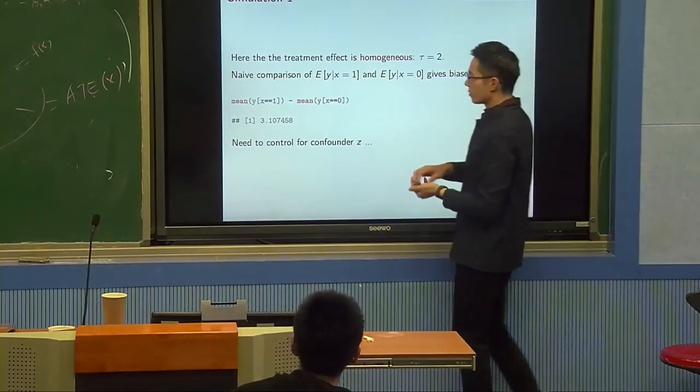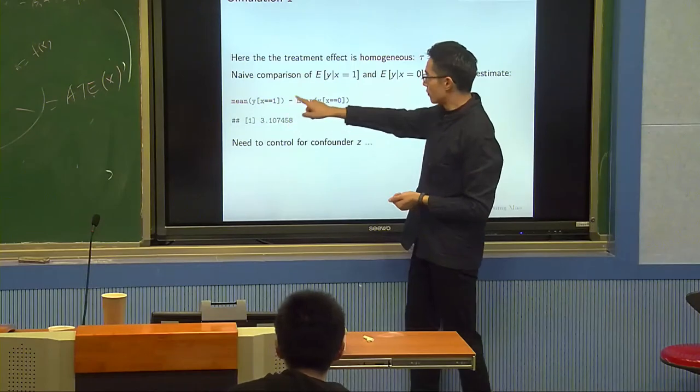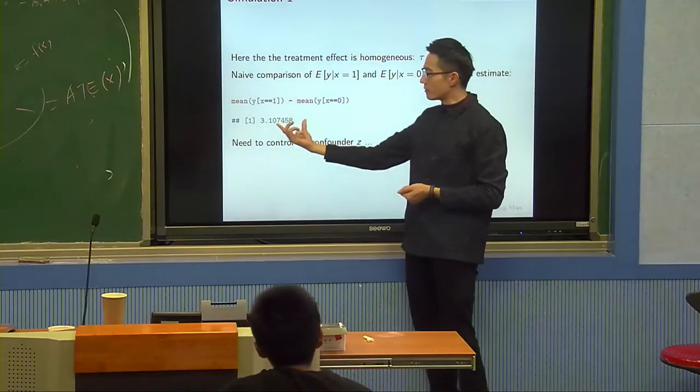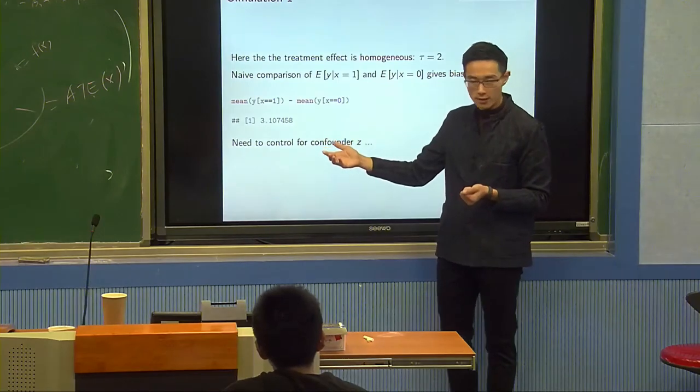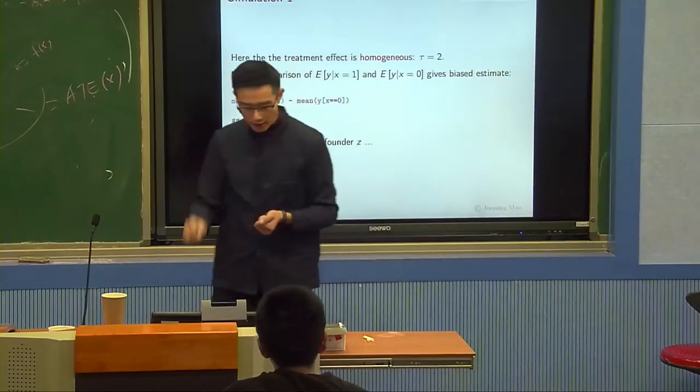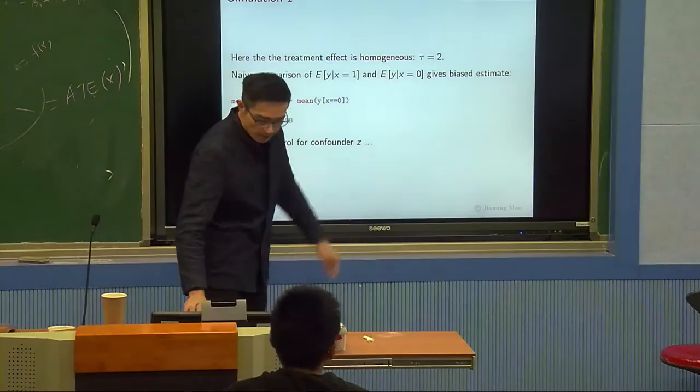Now, if we naively compare E[Y | X=1] versus E[Y | X=0], that is, the mean of Y for X equal to 1 versus the mean of Y for X equal to 0, we get 3.1, which is not the causal effect we're interested in. So we cannot naively compare. We need to control for Z.